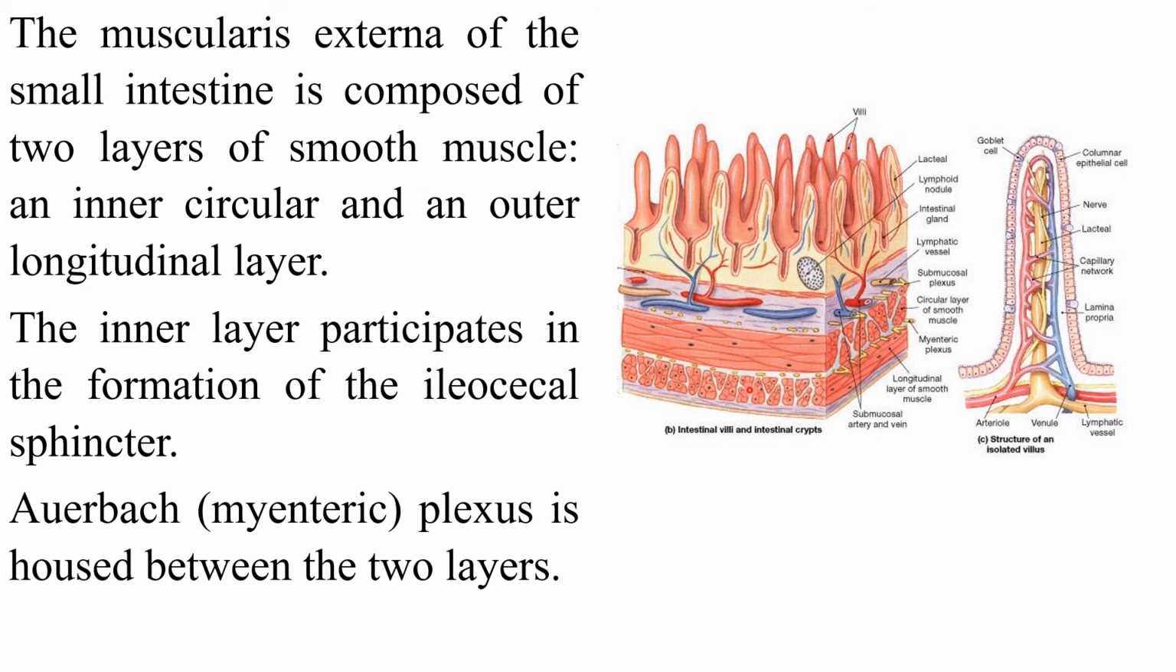The Auerbach plexus is housed between these two layers. So that means in between the two layers of the muscles there is a myenteric plexus, which is also called the Auerbach plexus.